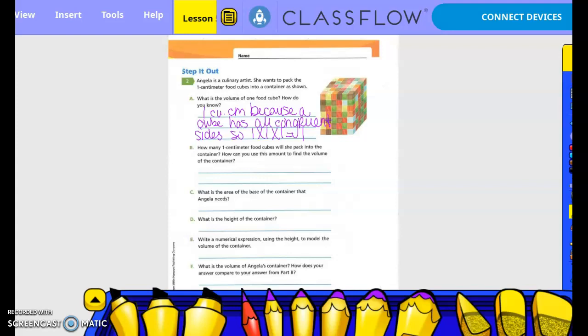Okay. All right, so how many do we have for the length? 6. Okay. How many do we have for the width? 7. Okay. And how many do we have for the height? 7. Okay. So what would be 2 numbers that we could easily put together? 6 times 5, which is 30, and then take 30 times 7, which is 210. So you can pack 210 cubes into the container.